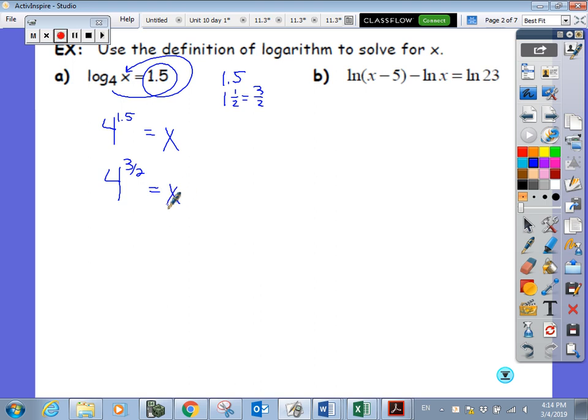There's no variable in the exponent, so this is just 4 cubed, square root. So we can cube 4 and take the square root, or we can square root 4 and cube it. Either way, it's pretty easy. The square root of 64 is 8. The square root of 4 is 2, cubed is 8. So either way, that answer is 8.